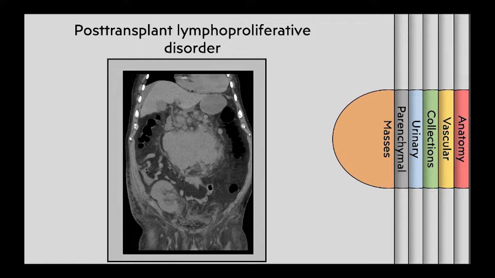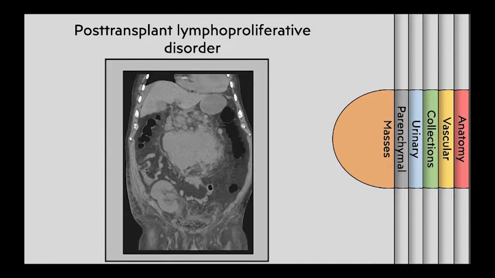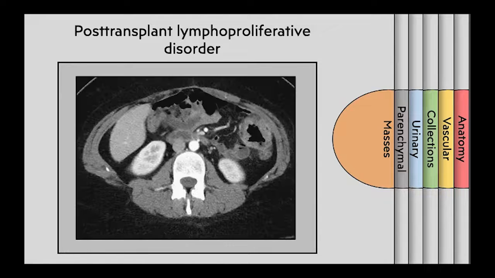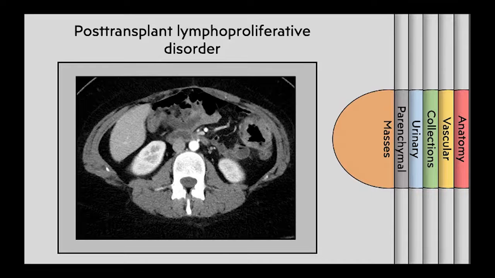In this case, we can see massive lymphadenopathy in the mesentery. Treatment is generally lowering the immunosuppressive medications, but also may involve antibody therapy or chemotherapy. Here is an example of splenic involvement of PTLD. And in this example here, we can see bowel wall thickening in a kidney transplant recipient, which was found to represent PTLD.